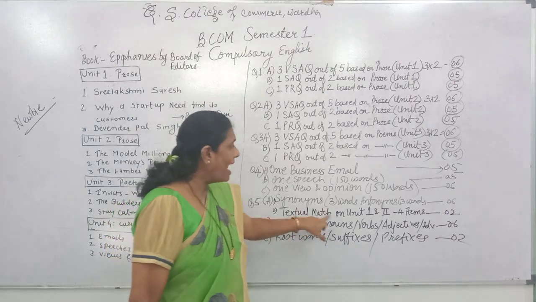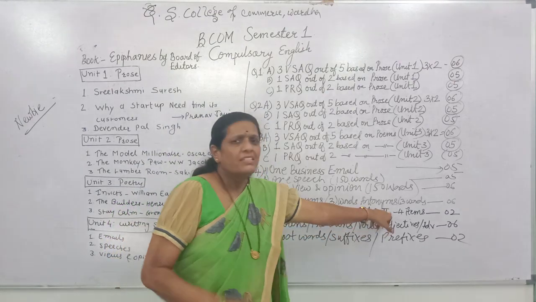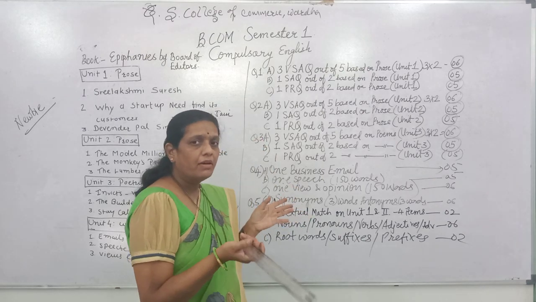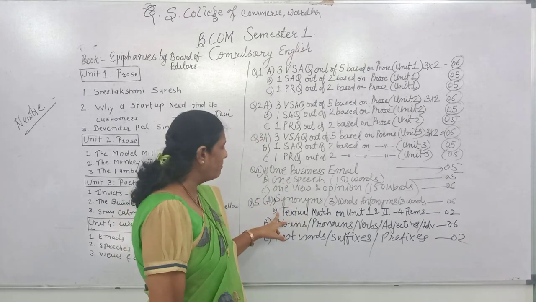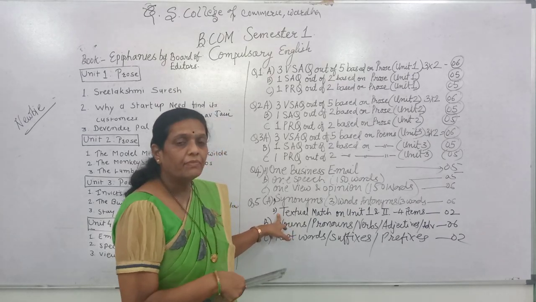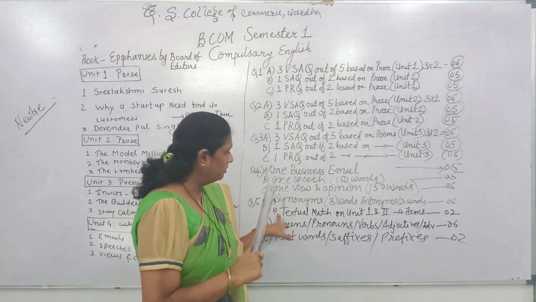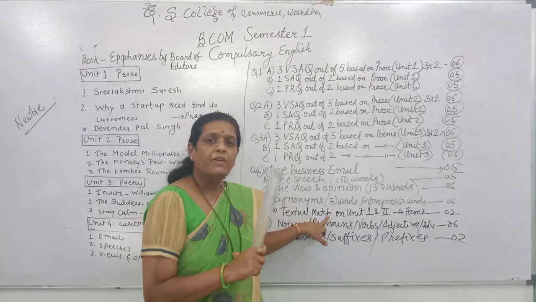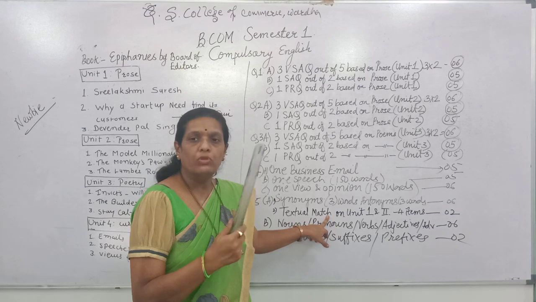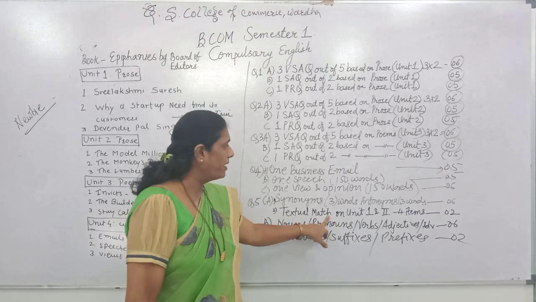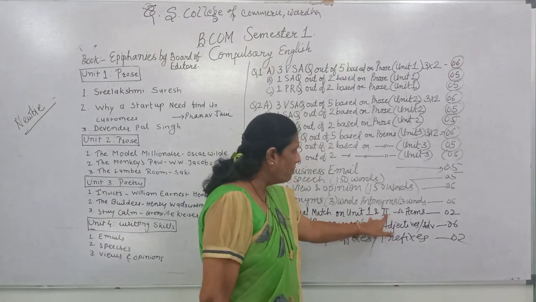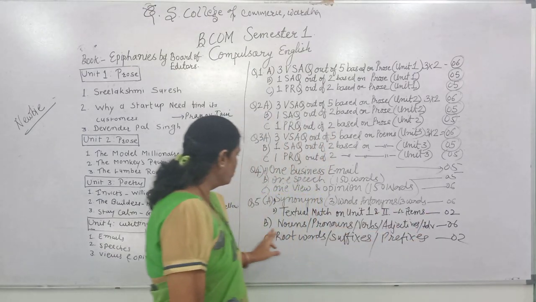Now textual match on unit 1 and unit 2. Some characters would be given to you in column A, and in column B the characteristics of that character can be given. You have to match them. It can be in this form also. The pattern is something new, but the textual match would be related to common types of sentences. It can be the common who said to whom. It can be in this format also. But 4 items would be there. It would be from unit number 1 and unit number 2, which carries 2 marks.